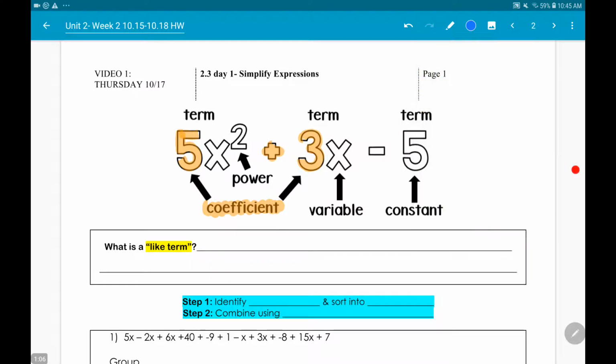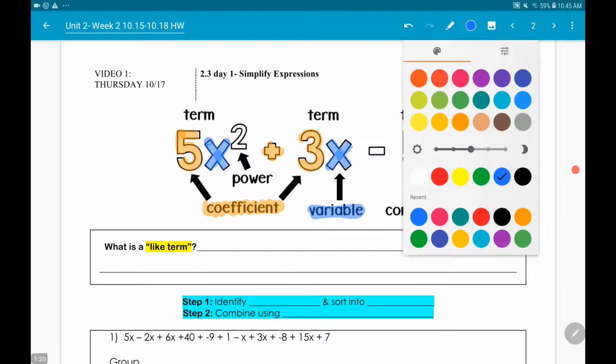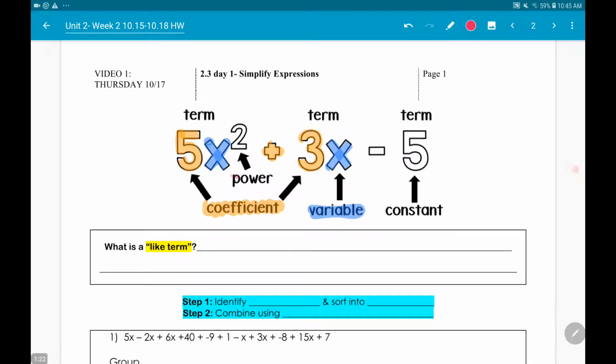What are my variables? My variables are the letters. So here I have an X, and I also have another X here. Those are variables, and it is the same variable. What's different about them is the power. So the power that I have is that exponent, all right? And I can see in my second term that there is no exponent. And the last word we learned was constant, and that is the number that is by itself.